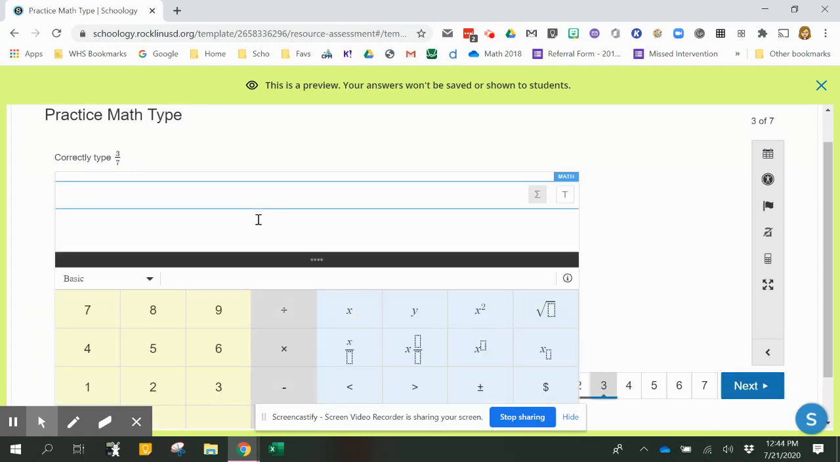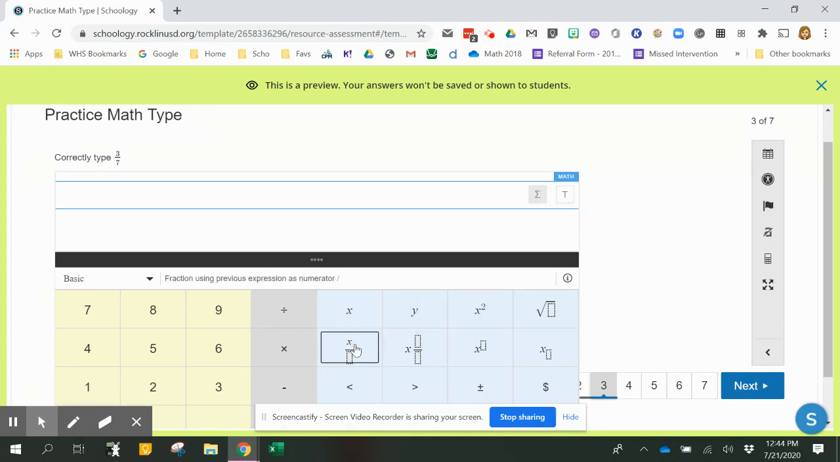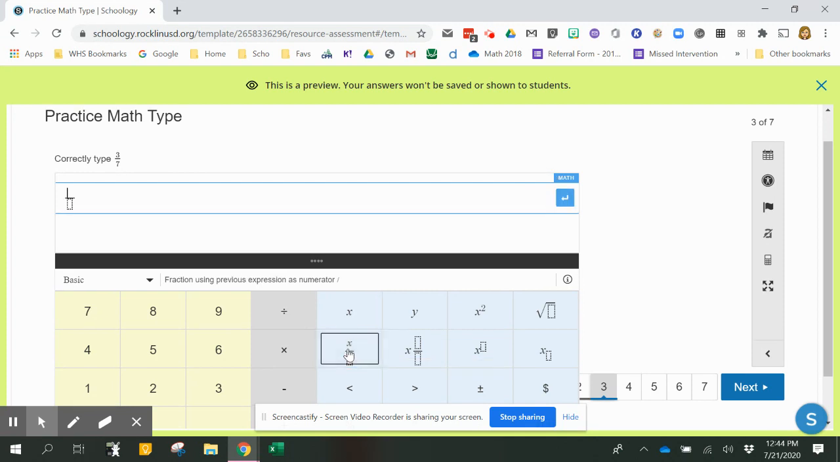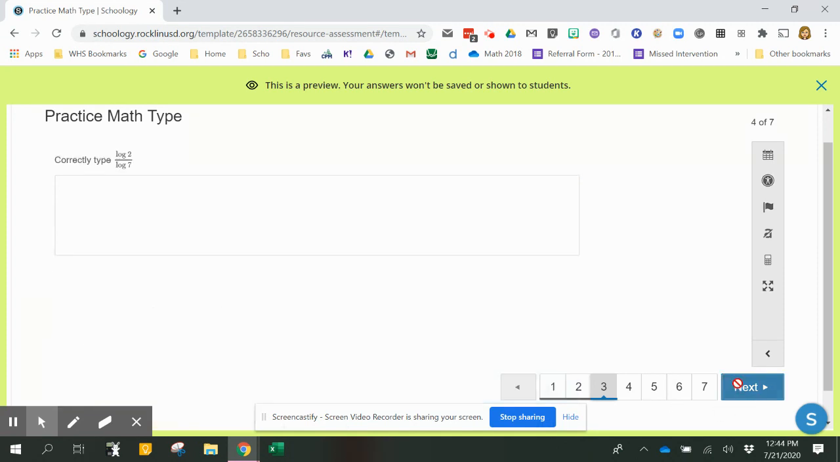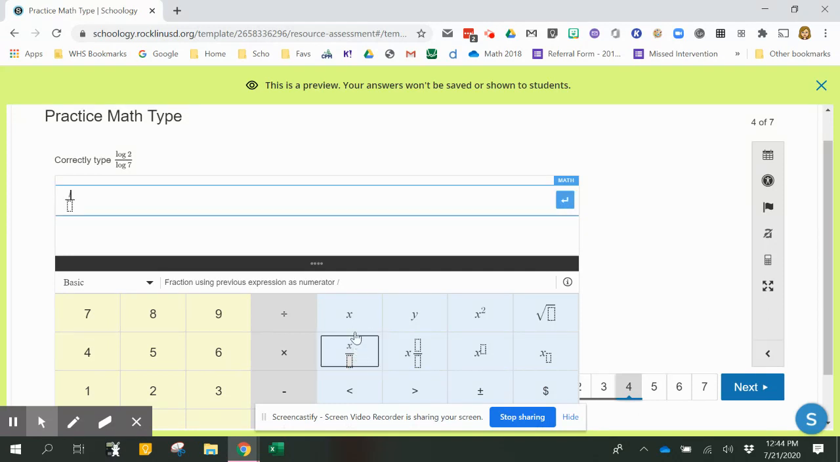Fractions. If you're in the keyboard, you can just type 3 and then the divided by button right next under your question mark. It'll make it a fraction for you, and then the 7. Or if you know you're going to need a fraction, you can click this fraction button right here. Then type 3 and then arrow down for your 7. So, fraction button. Okay, more complicated stuff in a fraction. Start with that fraction button. Log 2 is on top, arrow down, log 7 on the bottom.